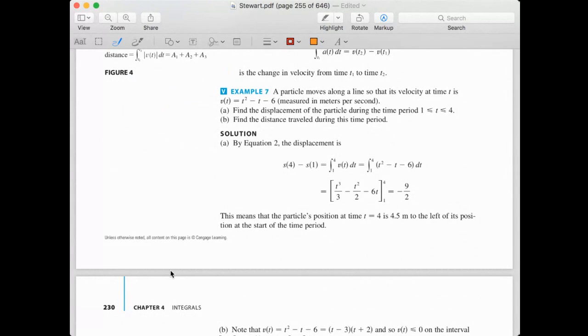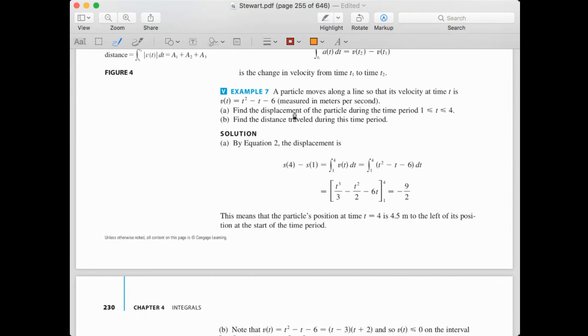Let's see this example, Example 7. This is how we use the idea in applications. A particle moves along a line so that its velocity at time t is v of t equals t squared minus t minus 6, measured in meters per second. This is a quadratic function, right? So we know s of t will be one degree higher. Quadratic is a polynomial of degree 2, so the displacement function will be a polynomial of degree 3.